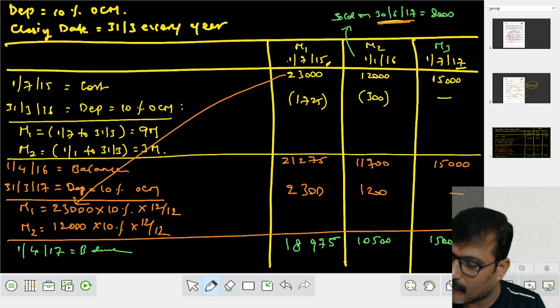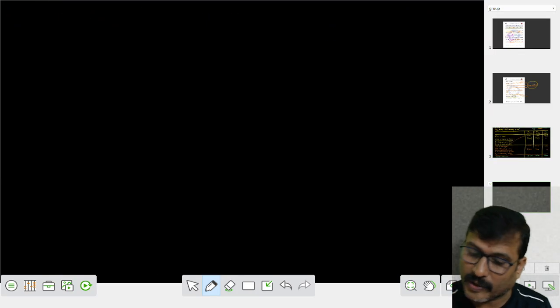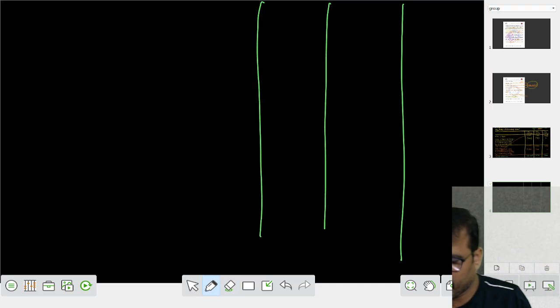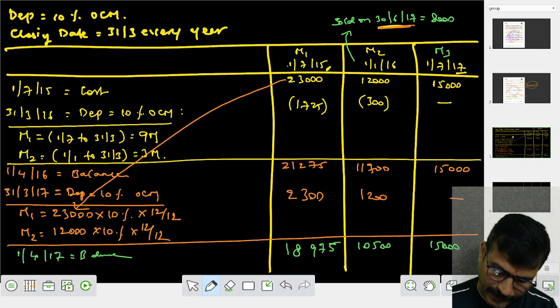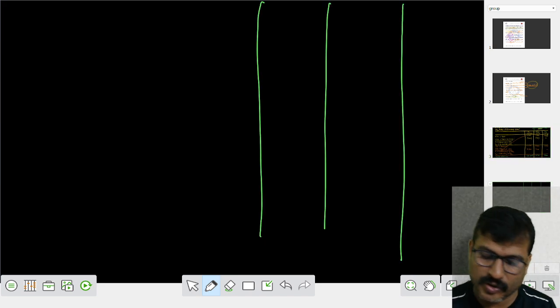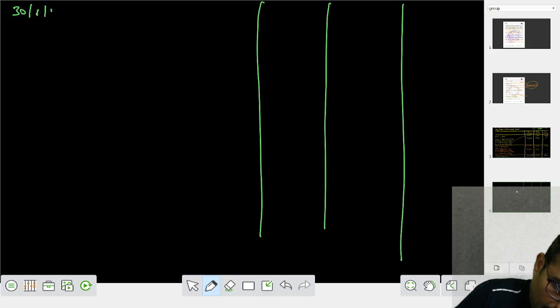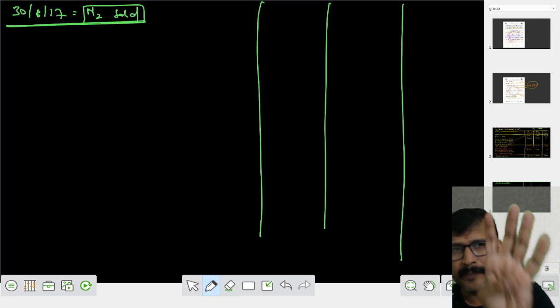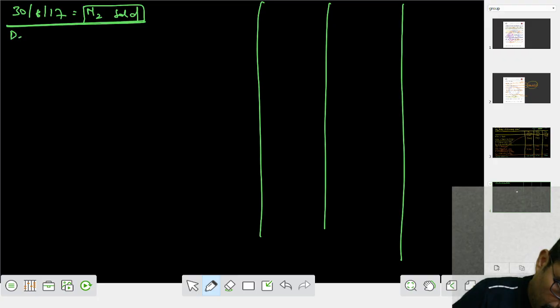Okay. Let me move on to the next one, my dear students. Continue with the table. 3 machines, right? Now, what happened earlier? We completed April 17, right? On 30th June 17, M2 is sold. Which machine is sold? M2 is sold. What is the time gap? April, May, June. Depreciation on M2 for 3 months.